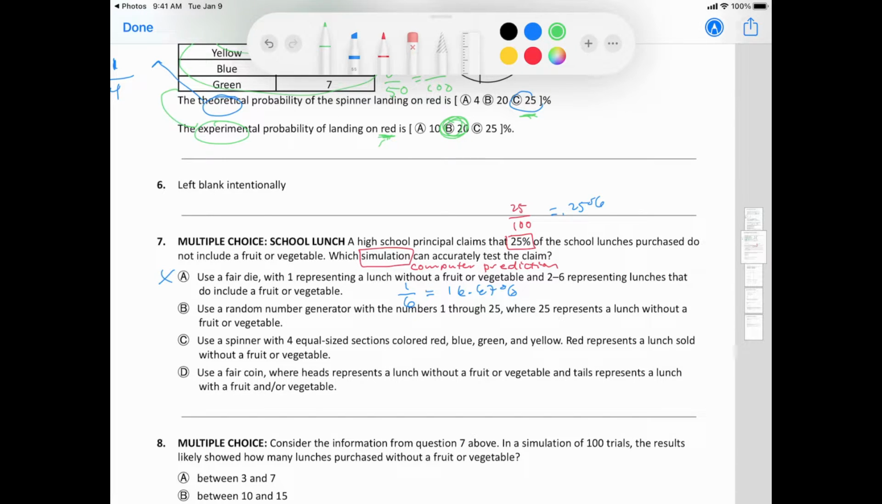Okay. Let's try B. Use a random generator with the numbers 1 to 25, where 25 represents a lunch without a fruit or vegetable. Okay. You might be tempted to pick this one because you see the word 25 and you think 25. But it says 1 through 25, so there's 25 numbers, and only one number, 25, has a lunch without. So if you multiply that by 4, an equivalent fraction is 4 out of 100, or 4%. So that is not ours.